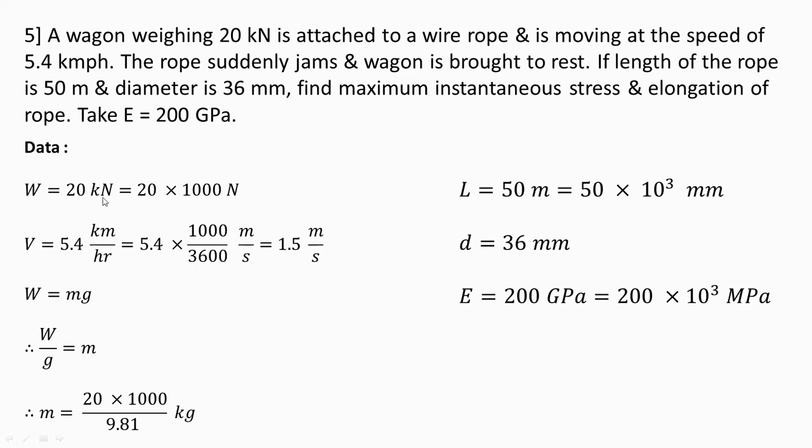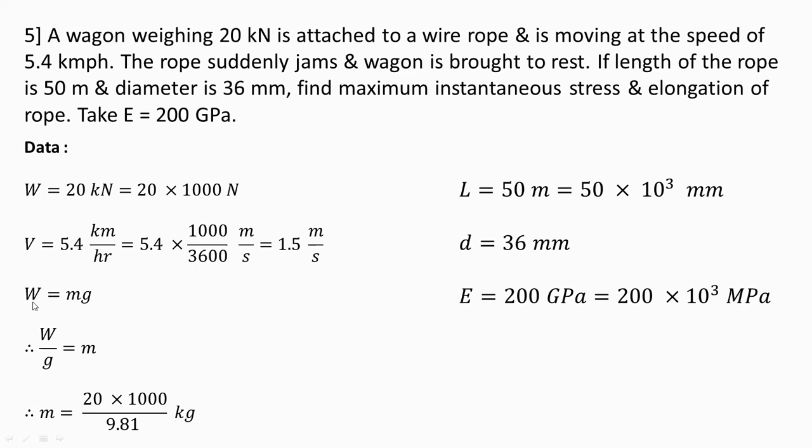So W is 20 kilonewton, that is 20 into 1000 Newton. Velocity is 5.4 kilometer per hour. We have to convert this into meter per second. Kilometer is converted to meter by multiplying by 1000, and hour is converted to second by dividing by 3600, because hour is in the denominator. So it is 1.5 meter per second.